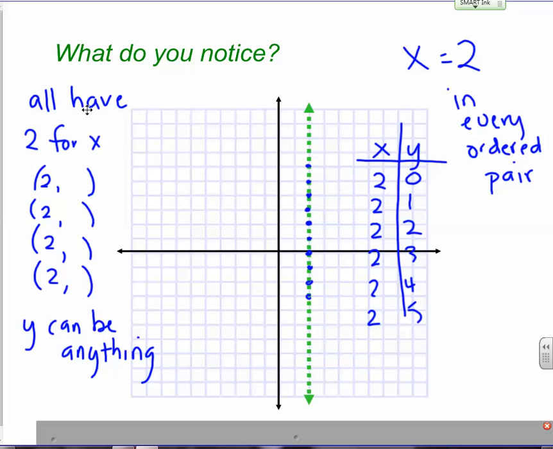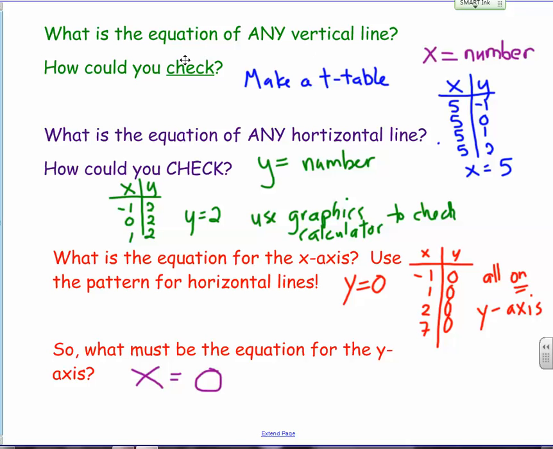And I hope you notice that all of the ordered pairs on that line have 2 for x, whereas y can be any number. And then I said, what's the equation of any vertical line? And it's just x equals some number. So in this case, I just put 5 in every time. Y can be anything, but if x is always equal to 5, that's the equation, x equals 5. So you can always make a t-table to check, or if you forget, the equation of any horizontal line is always y equals a number. You can use your graphics calculator to check that. You could make a t-table. Just put in 2, 2, 2 for y. And when you graph those ordered pairs, you'll see they make a horizontal line at y equals 2.